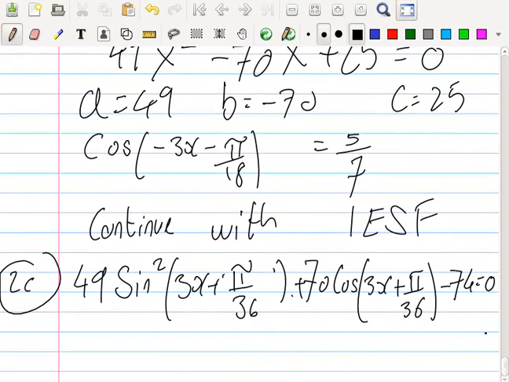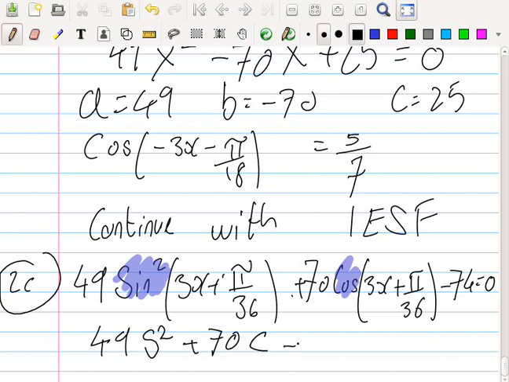Now, as you notice, there's a big problem here. And what's that big problem? This is sine squared and this is cos. They are not the same thing, of course, meaning it's not really a quadratic, which is a problem. I can write this as 49 sine squared, I'm just going to write s for short, plus 70 cos minus 74 equals 0.